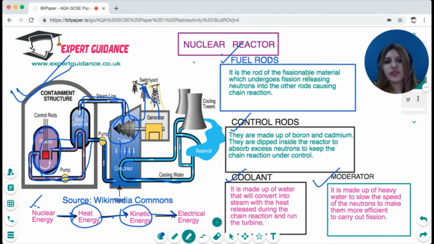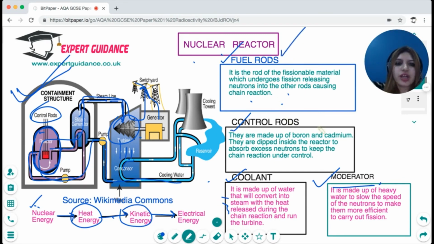The fuel rod is a rod of the fissionable material which undergoes fission, releasing neutrons into the other rods, causing the chain reaction. The control rods are made up of boron and cadmium. What do they do? They absorb the excess neutrons released by fission so that the chain reaction can be controlled. Then you have the coolant. The coolant is made up of water that will convert into steam, and then that will run the turbine. And the moderator is the heavy water which we put into the reactor that tries to slow down the neutrons so that they can be more efficient in carrying out the fission.